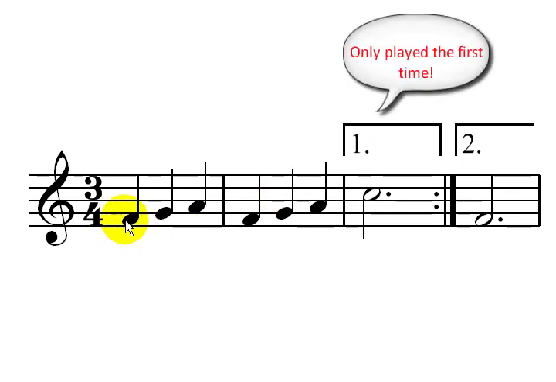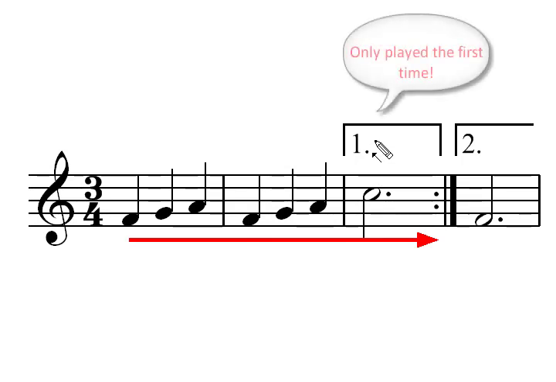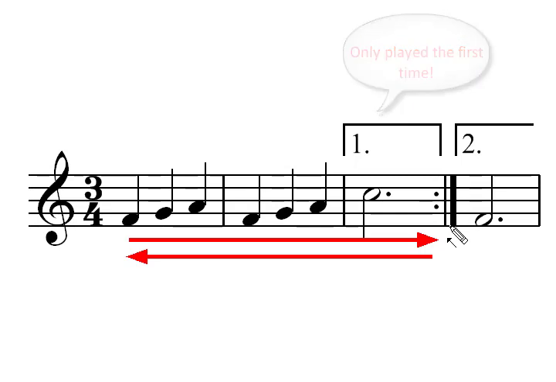So we go from here, we play over here, and we go into the first ending. So the first time we play from here to this repeat sign, and this means that we just play this the first time we play through. So we repeat from this repeat sign to over here, to the beginning.